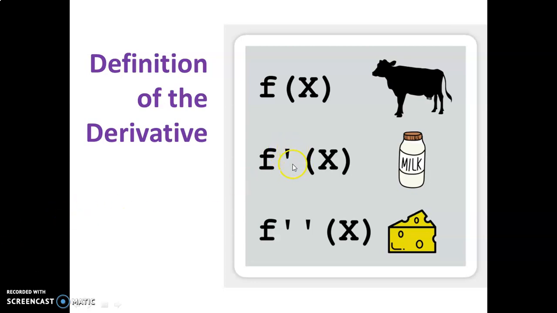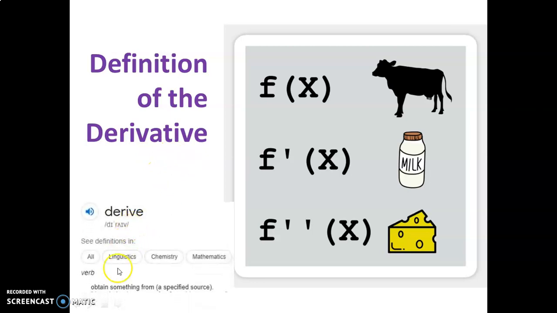Over here, this symbol means derivative. So we already know what a function is, and this is how we show the derivative of a function. Now what does the word derive mean? Derivative comes from the word derive. Derive is defined as to obtain something from a specific source. So in mathematics, it's the same thing. When we take a derivative, the source is our original function, and we're taking the derivative of that function.